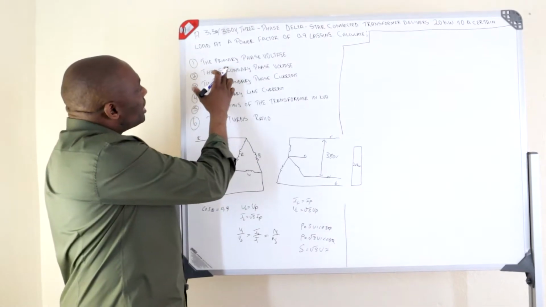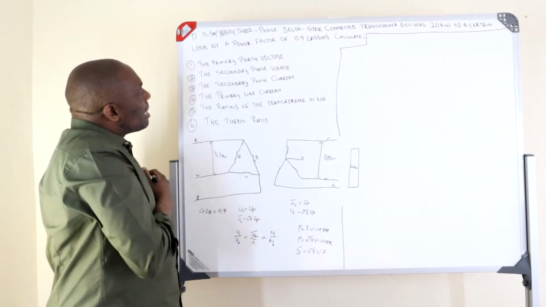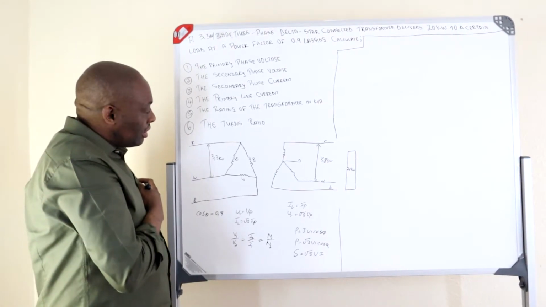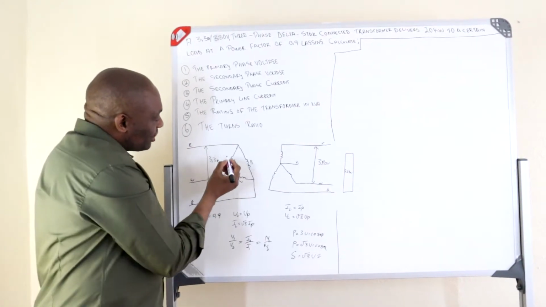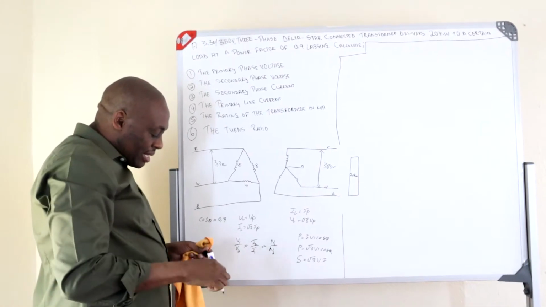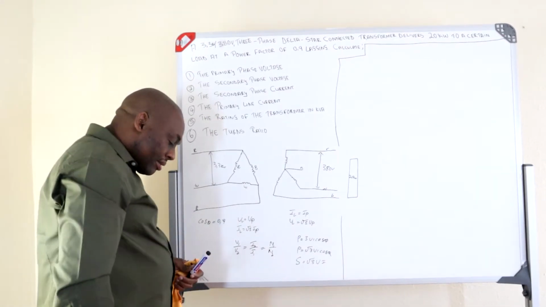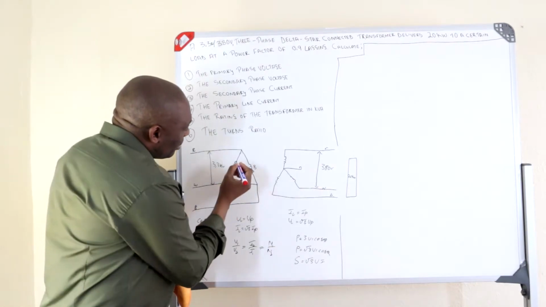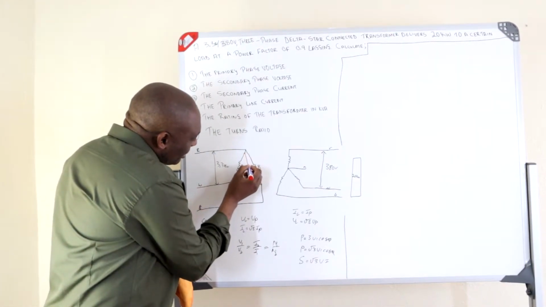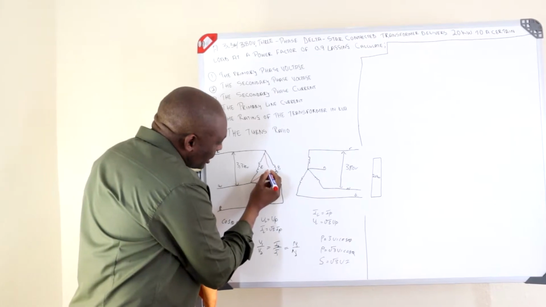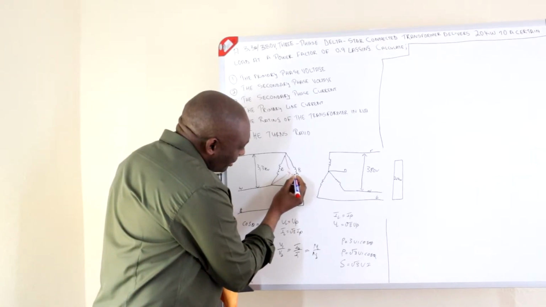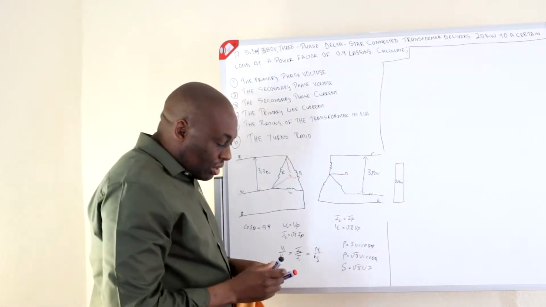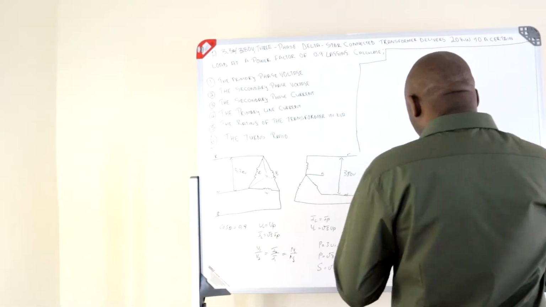So the first question says that we need to determine the primary phase voltage. We need to determine this here, the voltage across the phase. So the primary phase voltage. We will then need to answer that question.